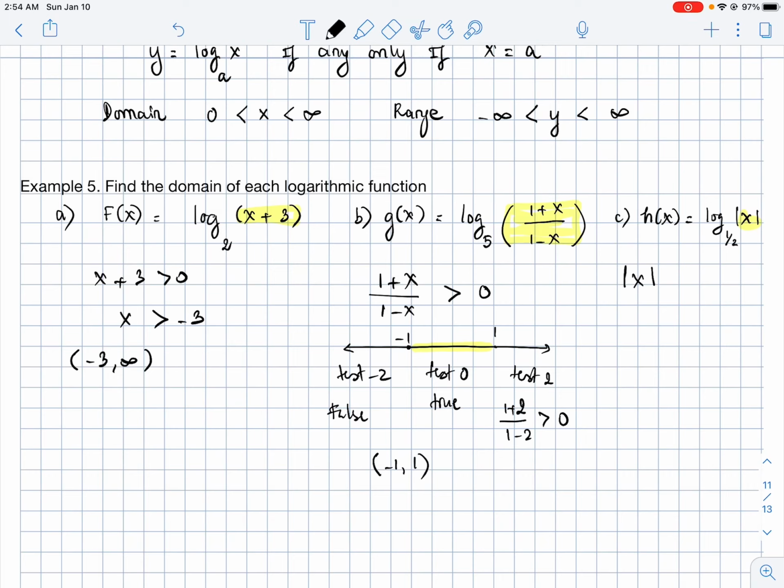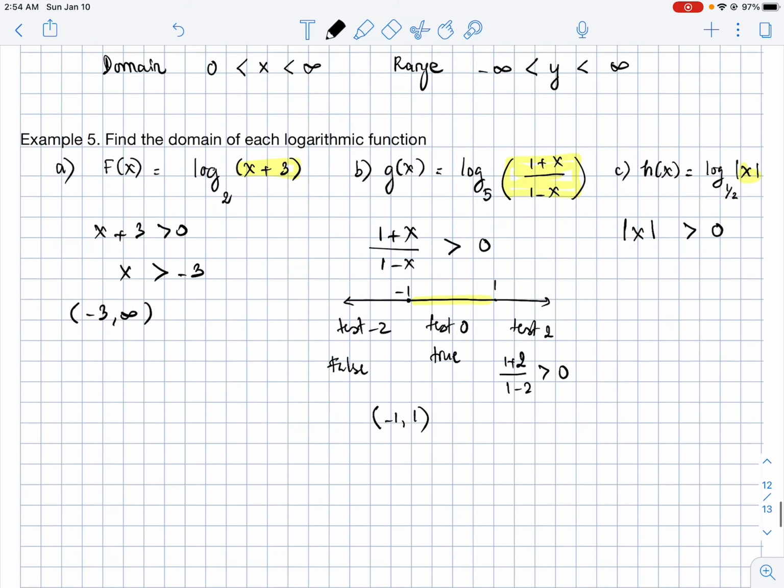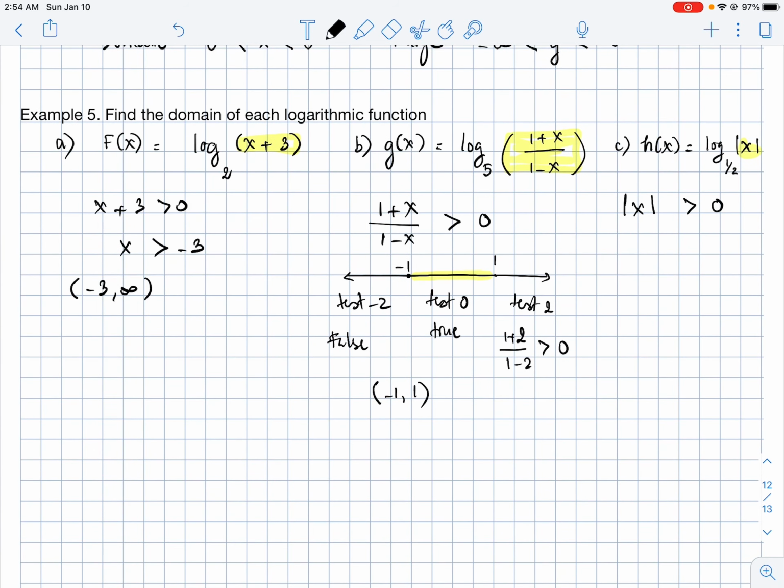For the last one, absolute value of x greater than 0. So this one is a little tricky. You know that the absolute value of any number always gives you a positive. But the absolute value of 0 will give you 0. Any number you put in, positive or negative, the absolute value of that number is positive. So we need to exclude 0 so that the absolute value of x will always be greater than 0.